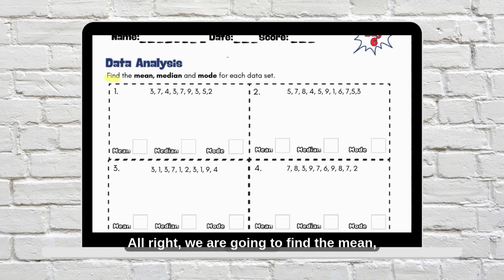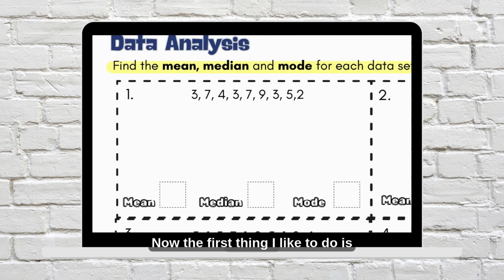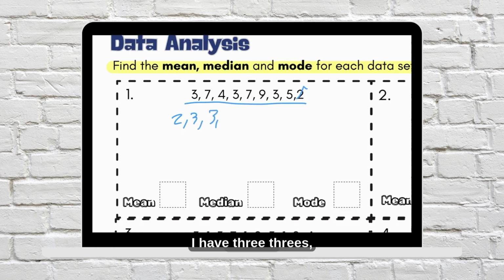All right, we are going to find the mean, median, and mode for each data set. So let's look here at number 1. The first thing I like to do is reorder my data set with all of the numbers in order from least to greatest, and as I go, I like to cross off each number I write. The smallest number is 2, then I have a 3, I have 3 threes, then I have a 4, a 5, no 6s, I have 2 7s, and a 9.